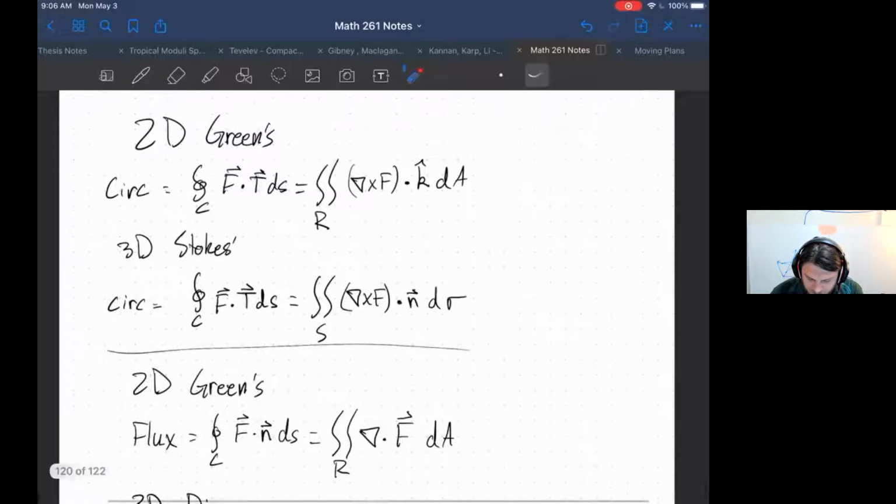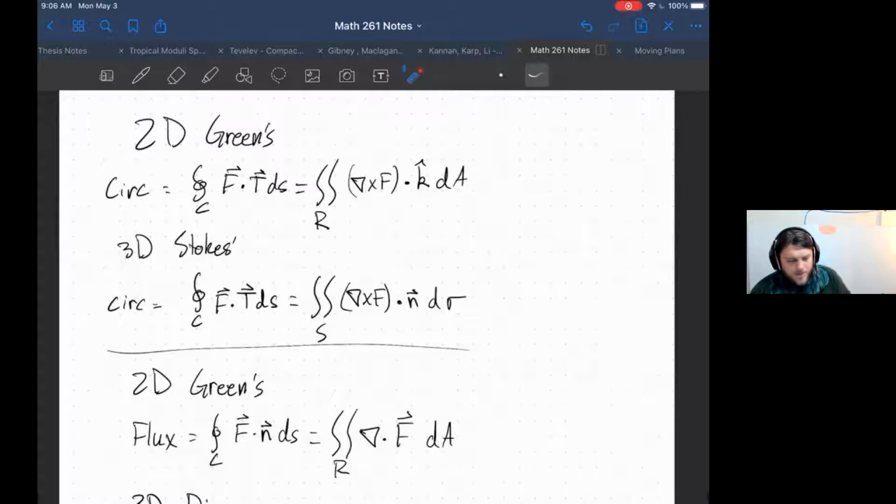To give you an idea of what these theorems are, we can look back at Green's theorem, which is two-dimensional circulation, or flow, or work computation. It relates a work integral to a double integral over a region in the xy plane. So this is all 2D in the xy plane. And this formula looks a little bit weird, but it's actually correct.